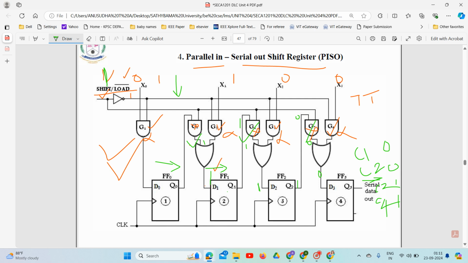Okay. So in the next class we are going to discuss counters. We have two types of counter: synchronous and asynchronous counter. In your exam they will ask either synchronous or asynchronous counter. So again in the synchronous and asynchronous counters we are discussing up and down counters.